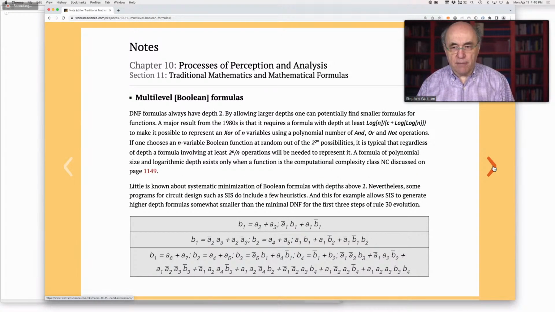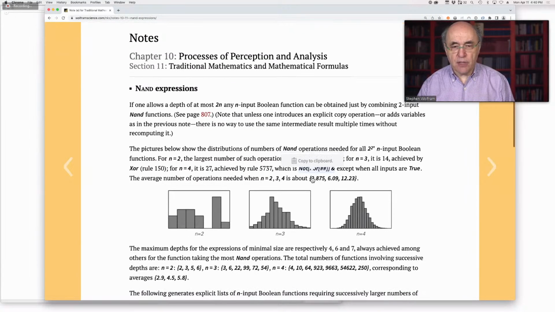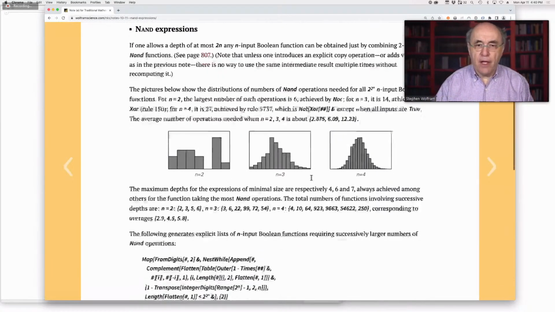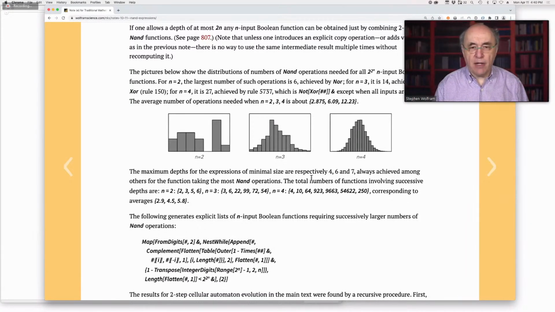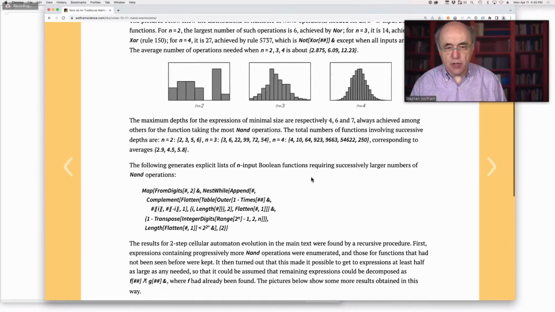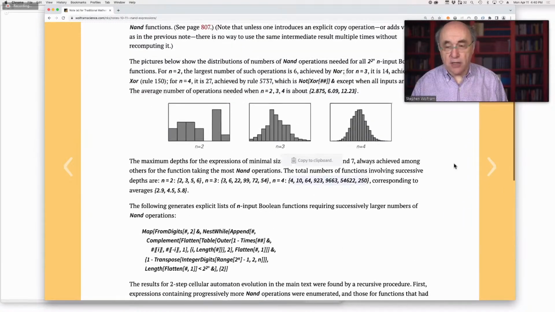Okay, multi-level. This is about asking, if you look at all possible 2 to the 2 to the n input Boolean functions, what can you say about how representable they are in terms of things like NANDs? This is, again, something which deserves further investigation. But I started this investigation in the NKS book.